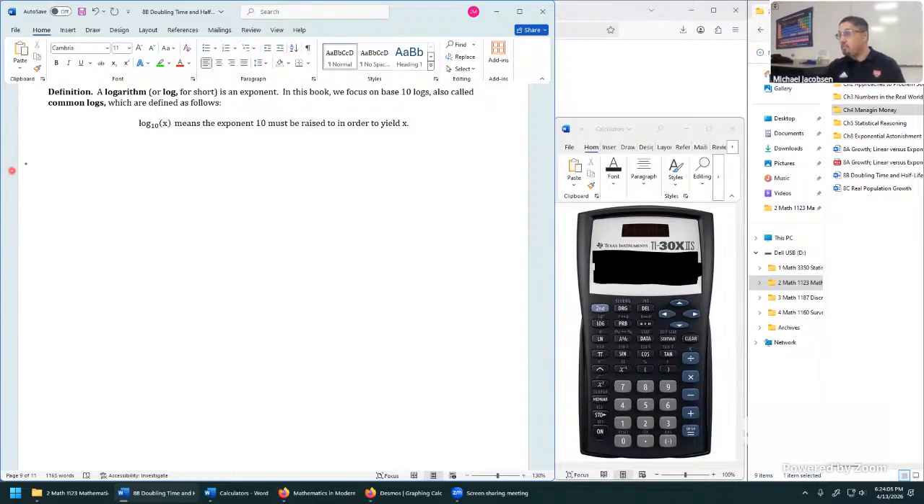So the computation, or the button that we're going to be using, is this right here. So that's our log button, if we're using the TI-30X IIS, and you wrote down something like this.